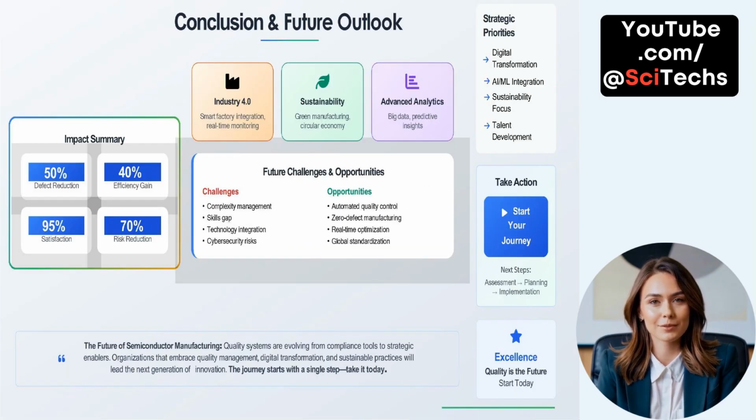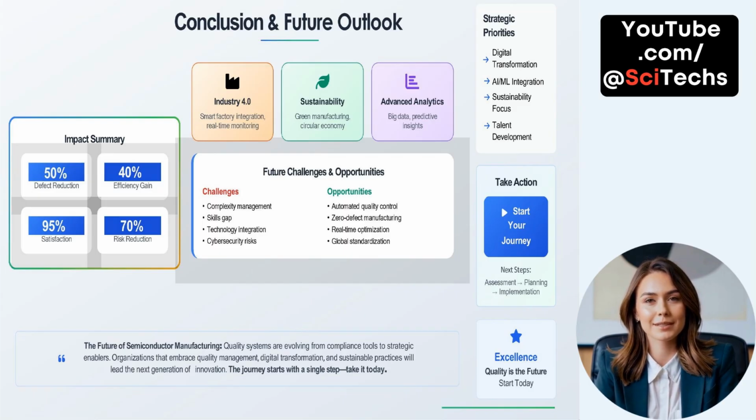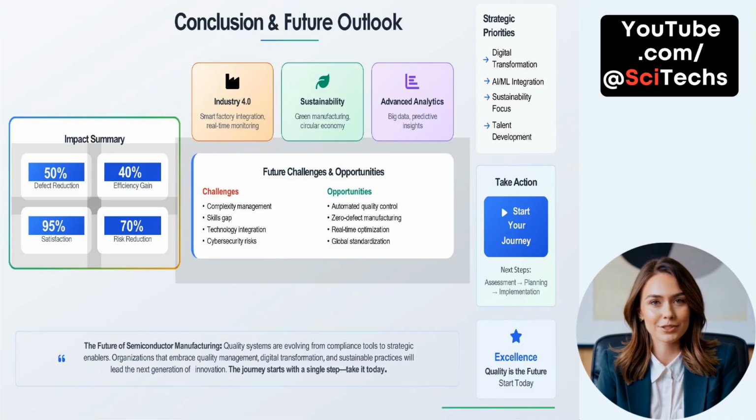Conclusion and future outlook. The future of semiconductor manufacturing is being shaped by the ongoing evolution of quality systems from mere compliance frameworks into powerful strategic enablers. The impact is already measurable: 50% defect reduction, 40% efficiency gains, 70% risk reduction, and 95% customer satisfaction. These gains are driven by emerging paradigms like Industry 4.0, which brings smart factory integration and real-time monitoring. Sustainability efforts focused on green manufacturing and the circular economy, and advanced analytics, which leverage big data and predictive insights.